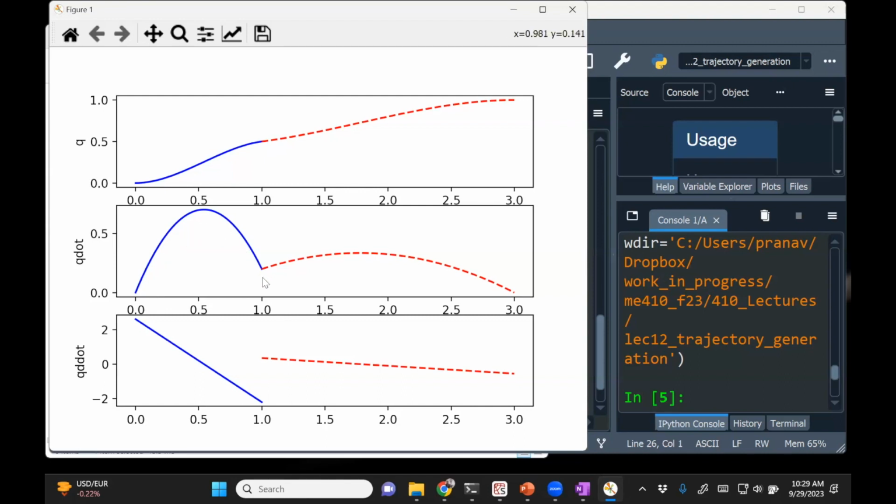If you look at the velocity, you can see the velocity is continuous. Here at t equals 1, velocity should have been 0.2, and that's what it seems like. So it satisfies that. Now, I did not enforce any conditions on acceleration.